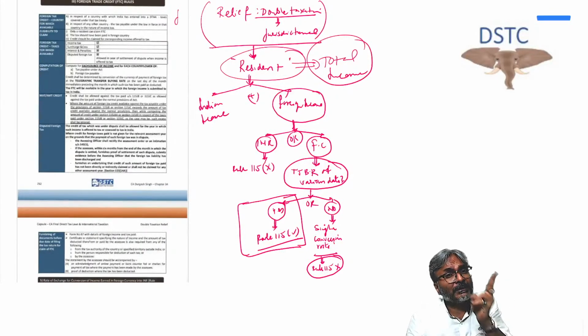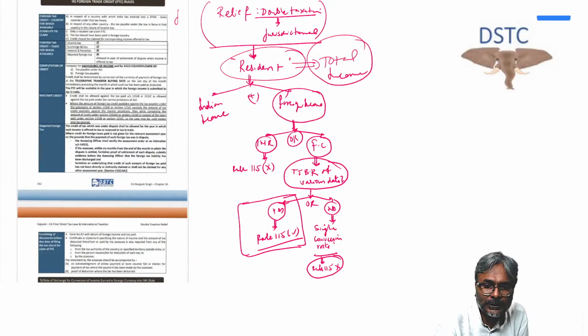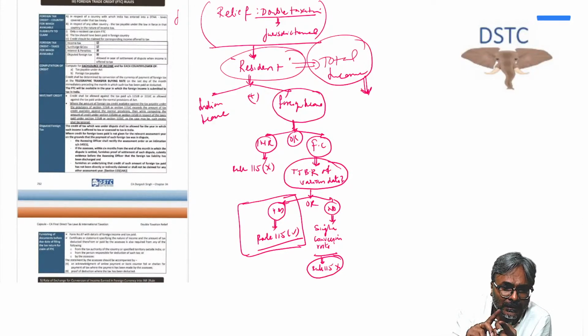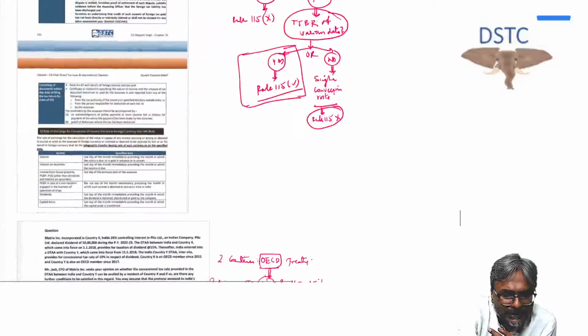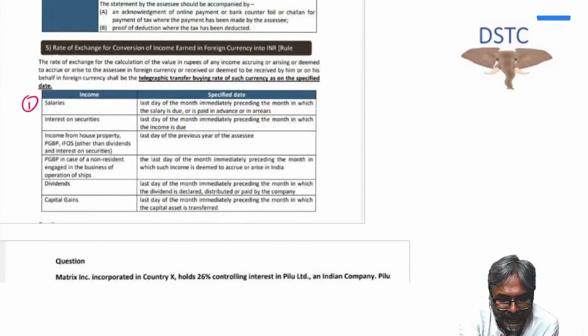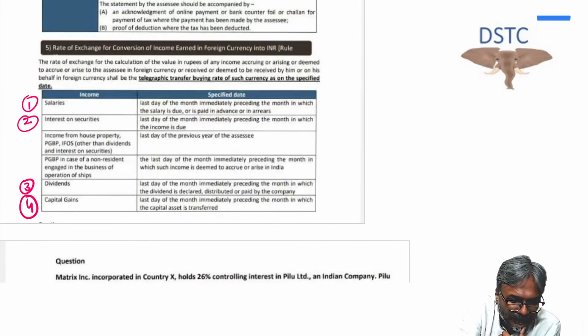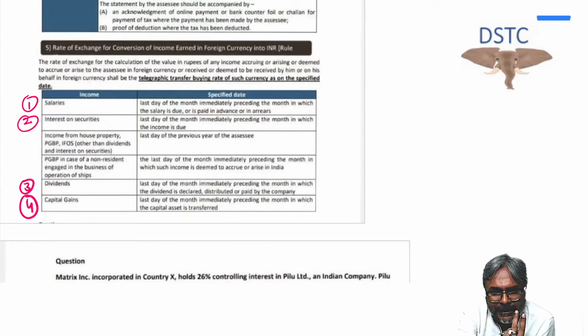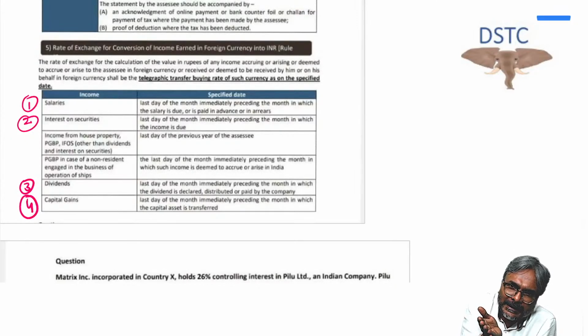Now in the conversion factor, students, you need to pay close attention to this part. What is the conversion rate that you have to take? If you have income like salary, interest on securities, dividend, and capital gains, these four incomes: salaries, interest on securities, dividend, and capital gains. For these four incomes, you will take the TT buying rate of the last month.